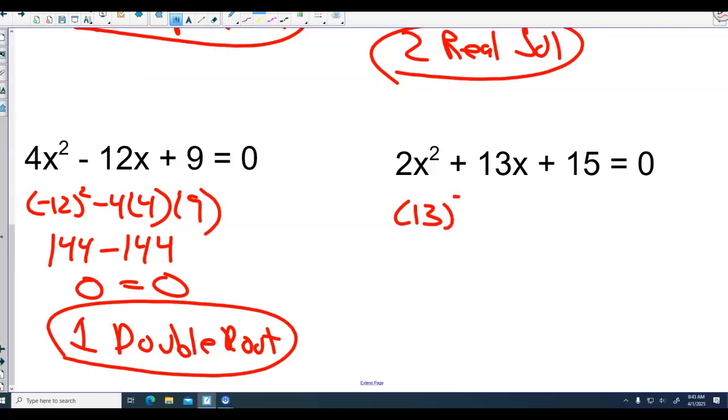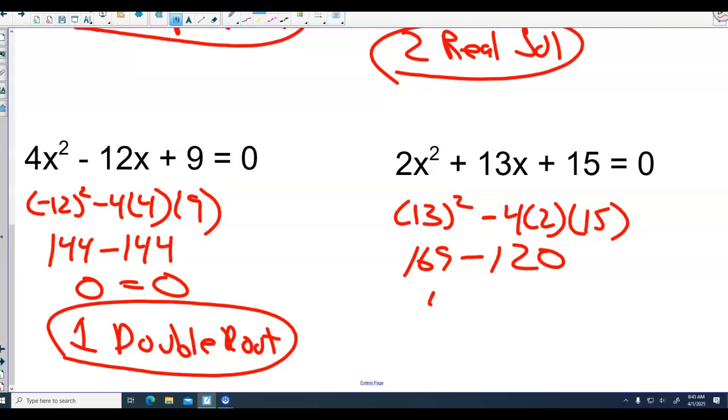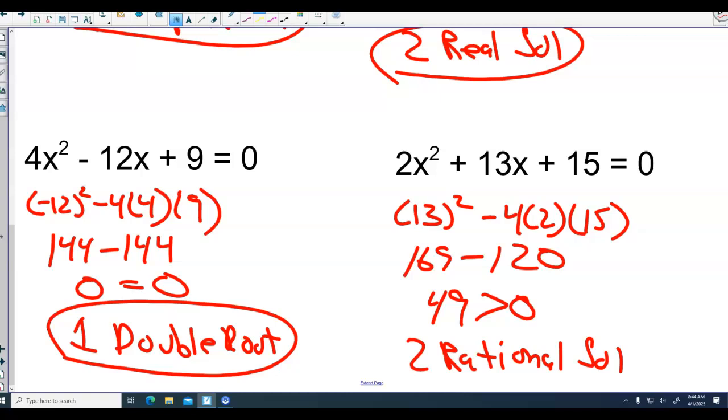Finally, 13 squared minus 4 times 2 times 15. That becomes 169 minus 120. That's 49, which is greater than 0. 49 is a perfect square. Basically means this can be factored. So that means we have 2 rational solutions.